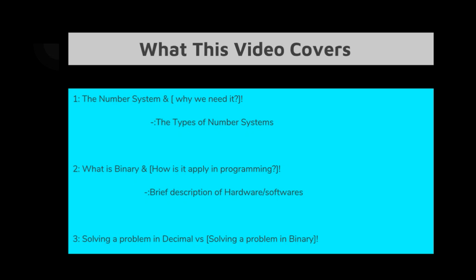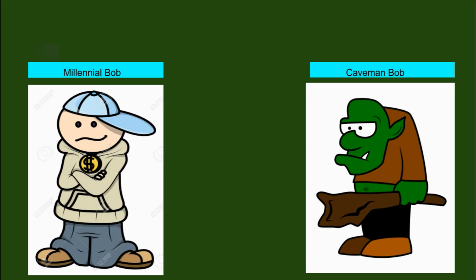So first off, let's start off with two people, okay? We got Millennium Bob and we got Caveman Bob. These two guys represent two eras. Millennium Bob is from an era where the numeric system is made, and Caveman Bob is from the era where the numeric system wasn't made. So all he can use is one and zero pretty much to solve his problems.